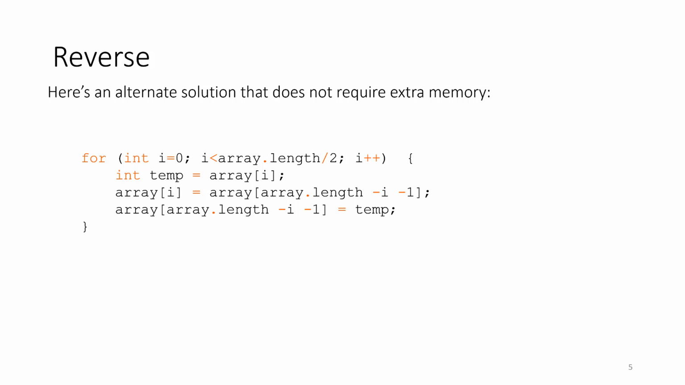We then want to swap the variables at wherever we are in the array, starting at 0 and array.length minus i minus 1. So when i is at 0, it's just array.length minus 1, or the last element. So we're swapping the first and the last elements. Then when we increment i, it'll be the second element in the array, and the next to last element will swap. This will continue until we meet in the middle.